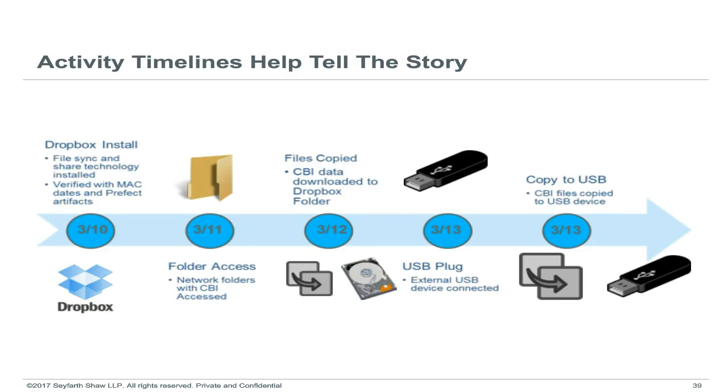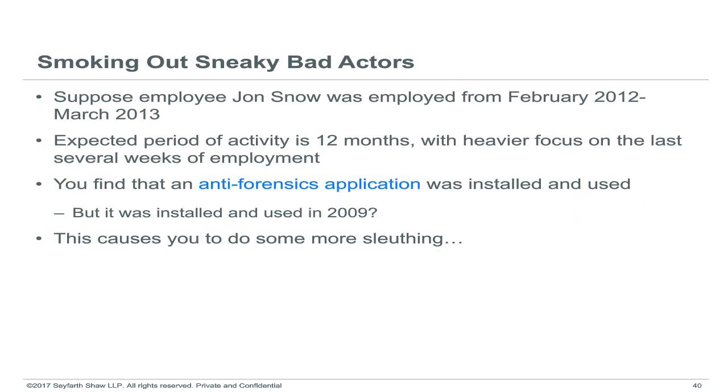So here's kind of a storyline of putting something together where there was Dropbox usage, there was some folder access, there was a thumb drive being inserted, there were files copied to the USB, and then some files were opened from the USB. Activity timelines can help you tell a story, whether you're showing that something was taken, or if you're trying to defend allegations of theft of trade secrets. You also want to look for evidence of tracks being covered up or forensic evidence being destroyed.